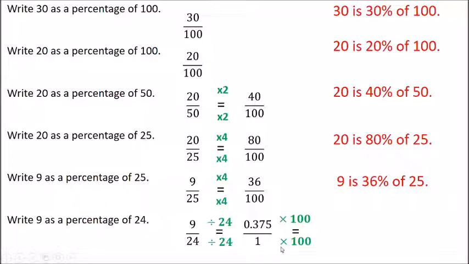Well, I'm going to multiply by 100, which means that I have 37.5 per 100, which means that 9 is 37.5% of 24. So that key trick is if you have a trickier question where that denominator does not go into 100, first of all make it 1, because 1 does go into 100.